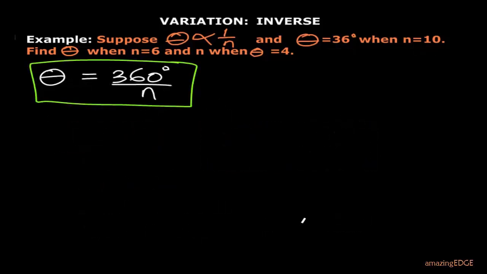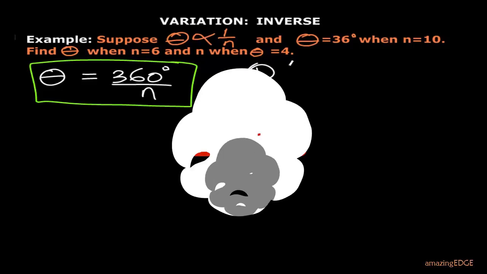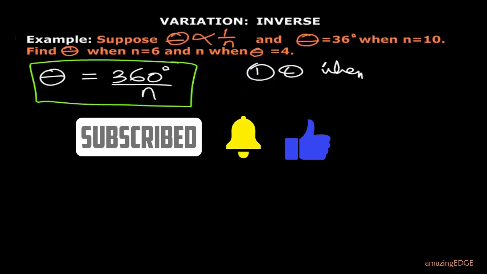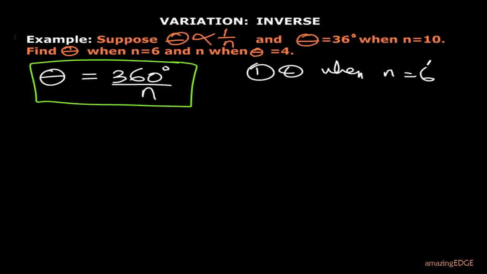So having gotten this formula now, we go back to the question. So it says we should find theta when n is equal to 6. So there are two things we are going to do. One is to find theta, so theta when n is equal to 6. Then number 2, we're going to find n when theta is equal to 4. So there are two things we'll do.